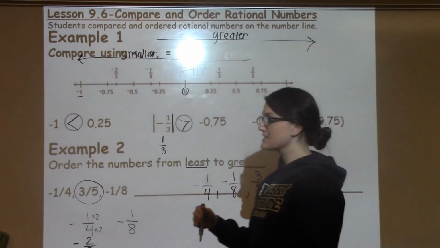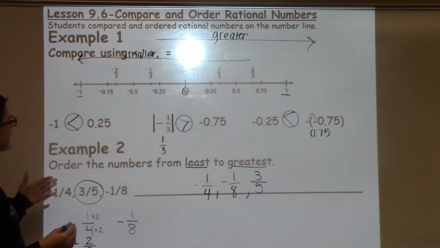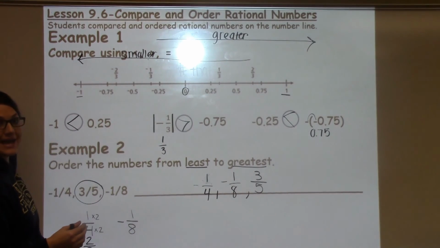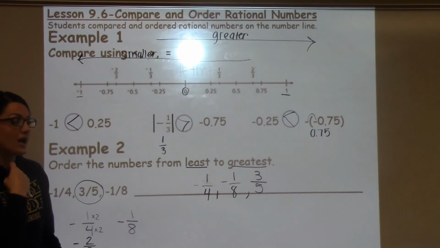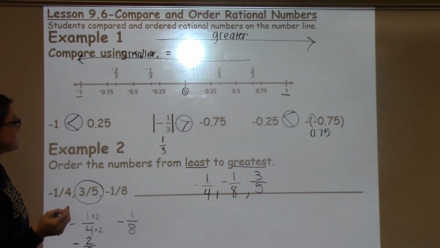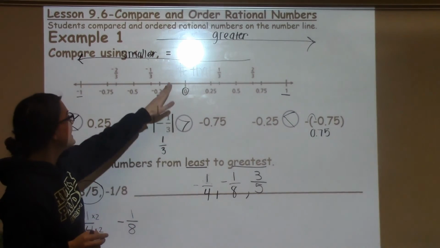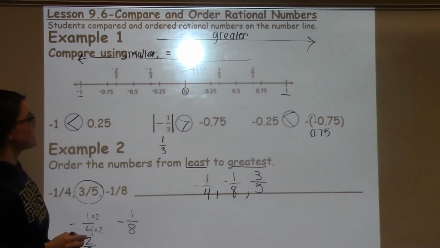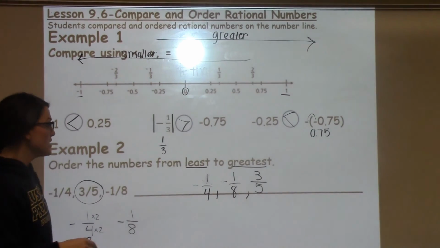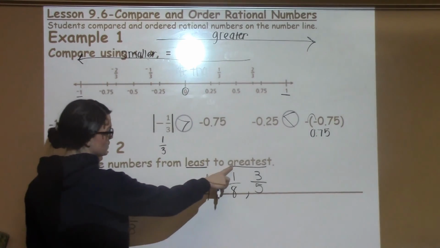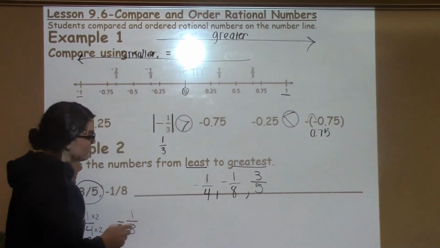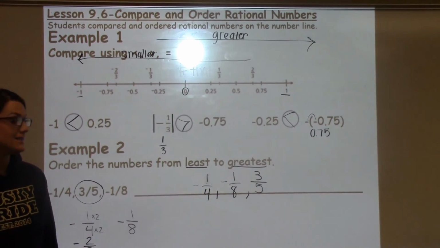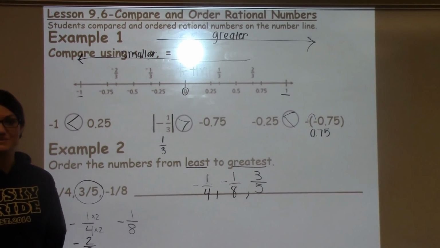Because I know that that's confusing sometimes for students when you're looking at negative numbers. The larger they get on the negative end of the number line, the less that they are. That's confusing to them sometimes, but remember that negative sign, anytime we're moving this way on the number line, moving to the left, our numbers are getting smaller. So if I'm moving from the smallest number to the greatest number, my answer would be negative 1/4, negative 1/8, and then 3/5 because it's positive.